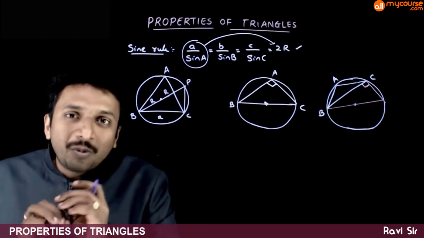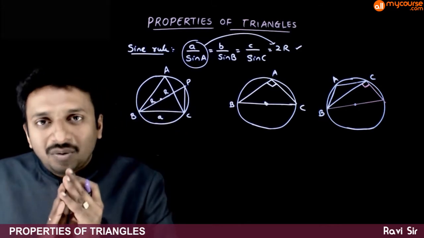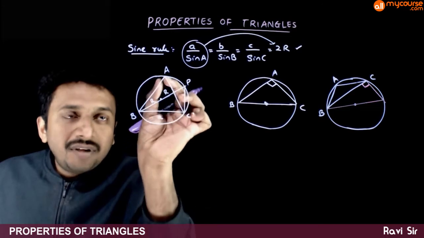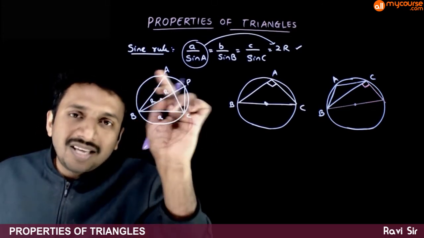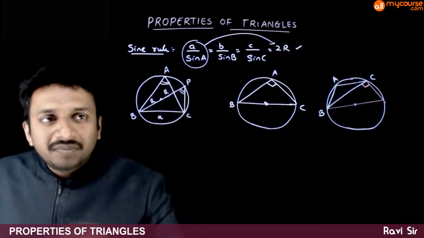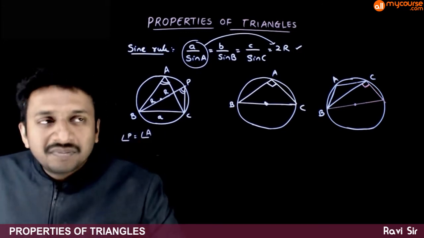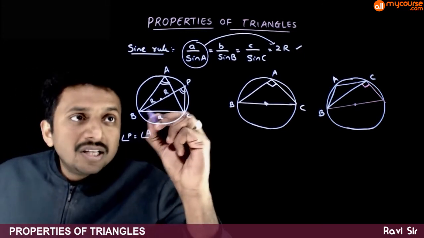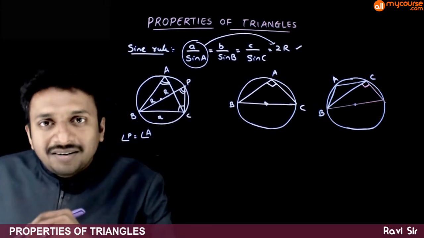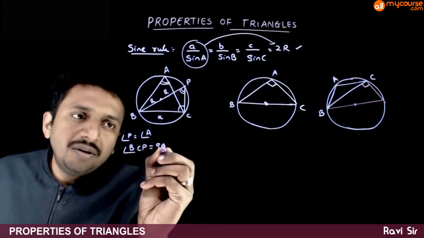Now we have a standard property in circles which says that angles in the same sector are equal. That is, the chord BC is subtending an angle at A as well as at P on the same sector. Hence angle A has to be equal to angle P. So angle P has to be equal to angle A. And because BP is the diameter, angle BCP has to be equal to 90 degrees.